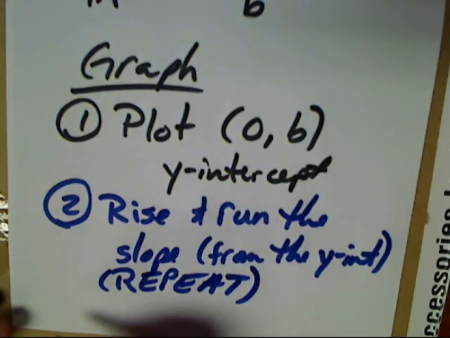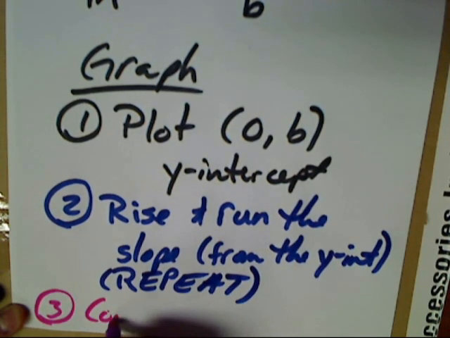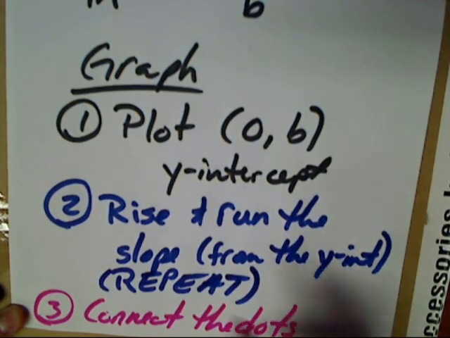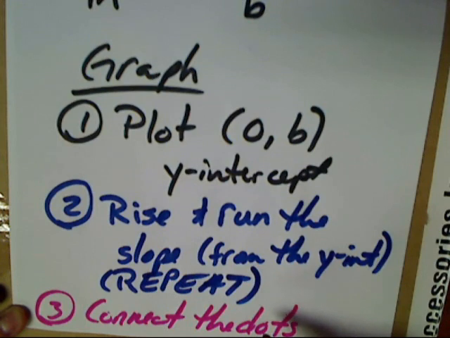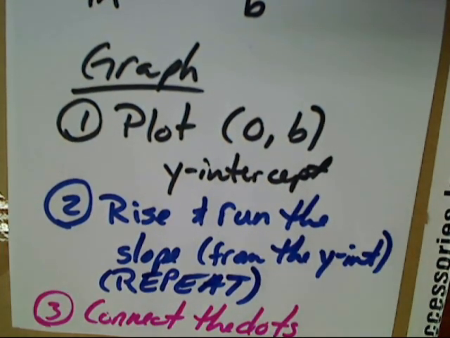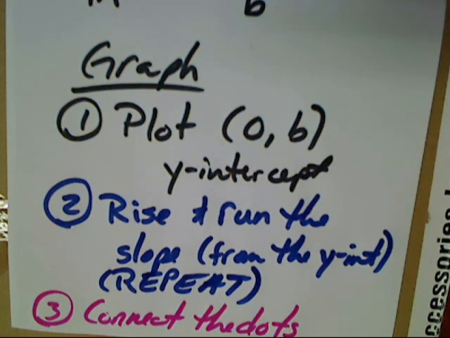And then step 3, once again, is our favorite, connect the dots. So after we rise and run the slope, we make another point, and then we rise and run the slope again, make another point, and connect those dots. Those 3 steps is how you graph using the slope-intercept form. Now sometimes the equations are set up nicely that you can use more ideas of intercepts, and you only need 2 points to plot to graph those. That's going to be next on graphing by using intercepts.